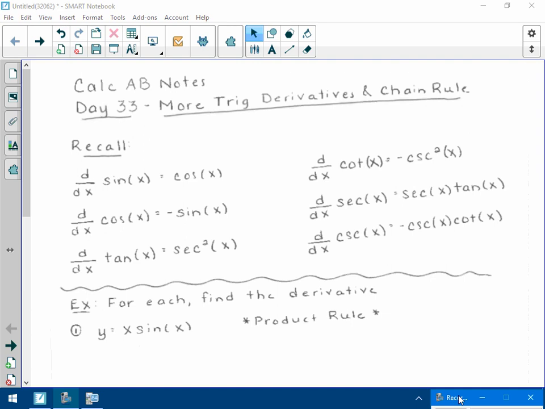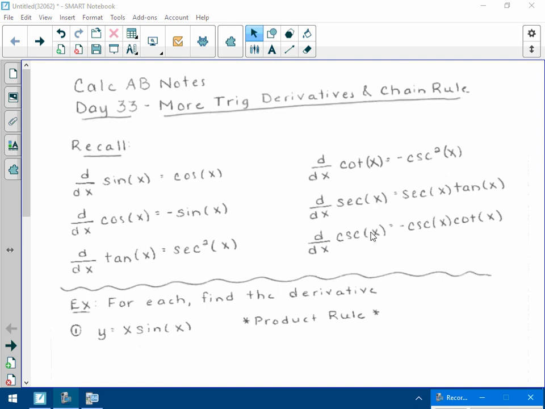Today we're looking at some more examples with trig derivatives, and then we're going to talk about something called the chain rule. So first off, just look back at all these trig derivatives that you know. Remember, derivative of sine is cosine, derivative of cosine is negative sine. Derivative of tangent is secant squared. The derivative of cotangent is negative cosecant squared.